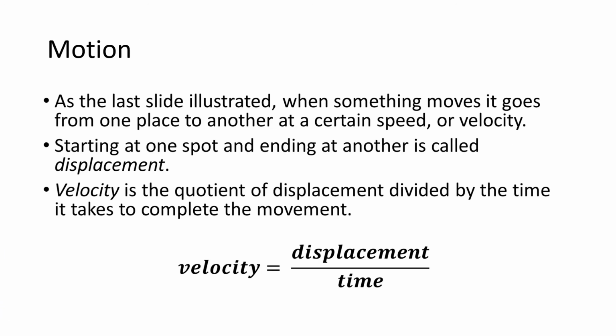As that slide just illustrated, when something moves, it goes from one place to another. And it does that at a certain speed or velocity. It's a similar term. When you start at one spot and you end up at another spot, we call that displacement. So velocity is actually a calculation. It's the quotient of displacement divided by the time that it takes to complete that displacement. So we could have an equation, velocity equals displacement over time.